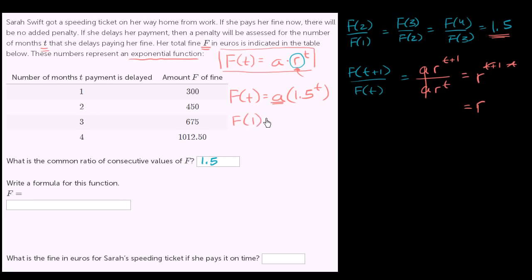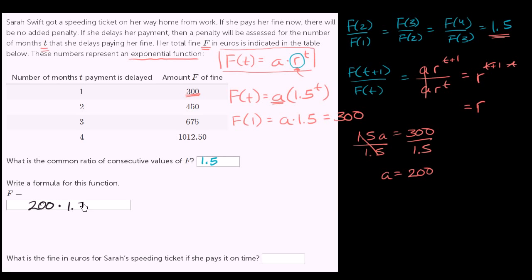F of 1 is equal to a times 1.5 to the first power, or a times 1.5, and that is going to be equal to 300. So another way of writing this is 1.5 times a is equal to 300. Divide both sides by 1.5, and we get a is equal to 200. And so our formula for our function is going to be 200, that's our a, times 1.5 to the t power.